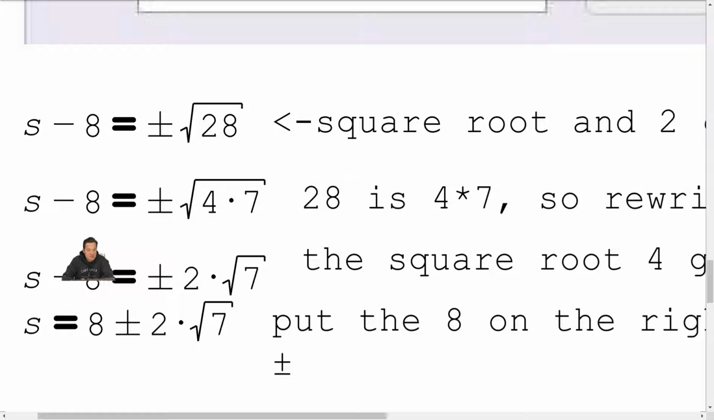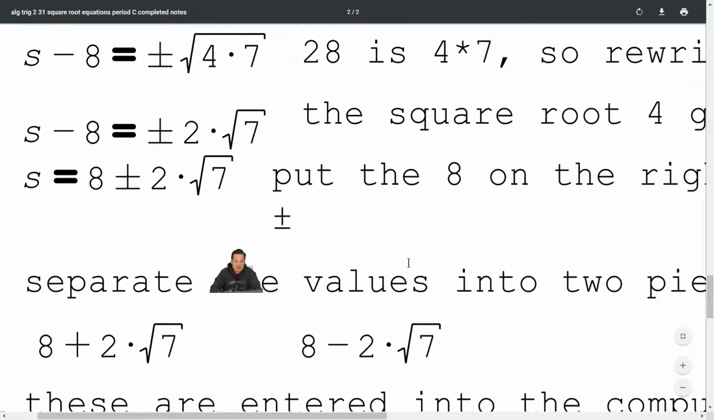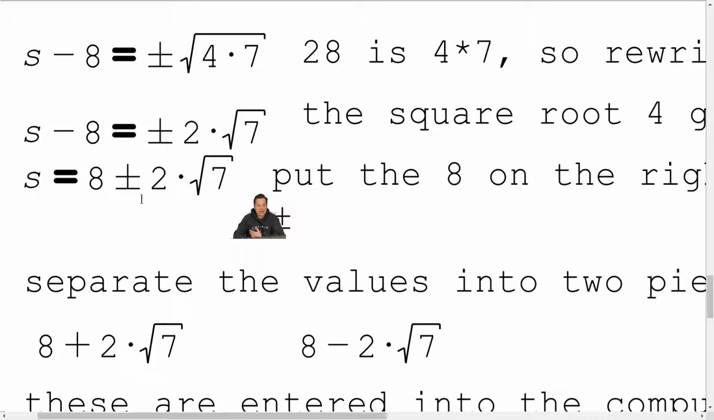Now, one thing to be observed here is the following. Since we do have a plus or minus present, that's telling us we need to separate this into two separate values of s. So now we'll finish up the problem. When I do that, it's going to look like the following. I'm going to take 8 with the plus 2 root 7. That's going to give me this answer down here, 8 plus 2 root 7. And then we'll also get 8 minus 2 root 7. That's going to give us that other answer here, 8 minus 2 root 7.